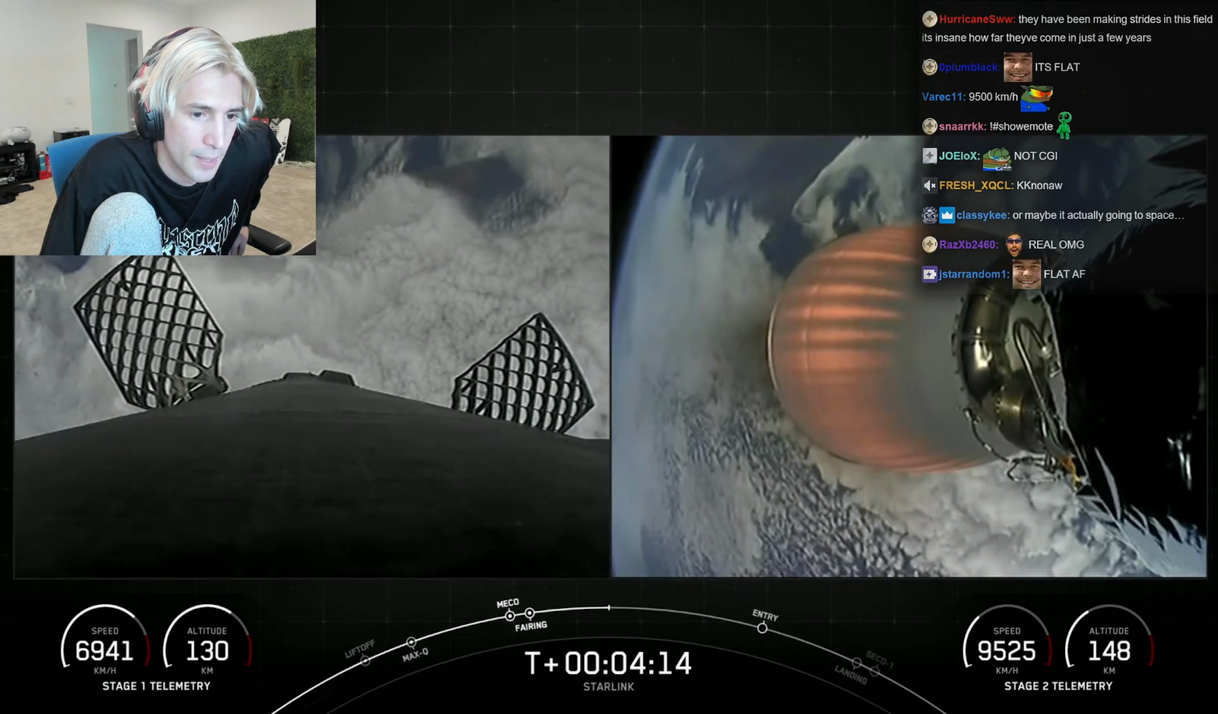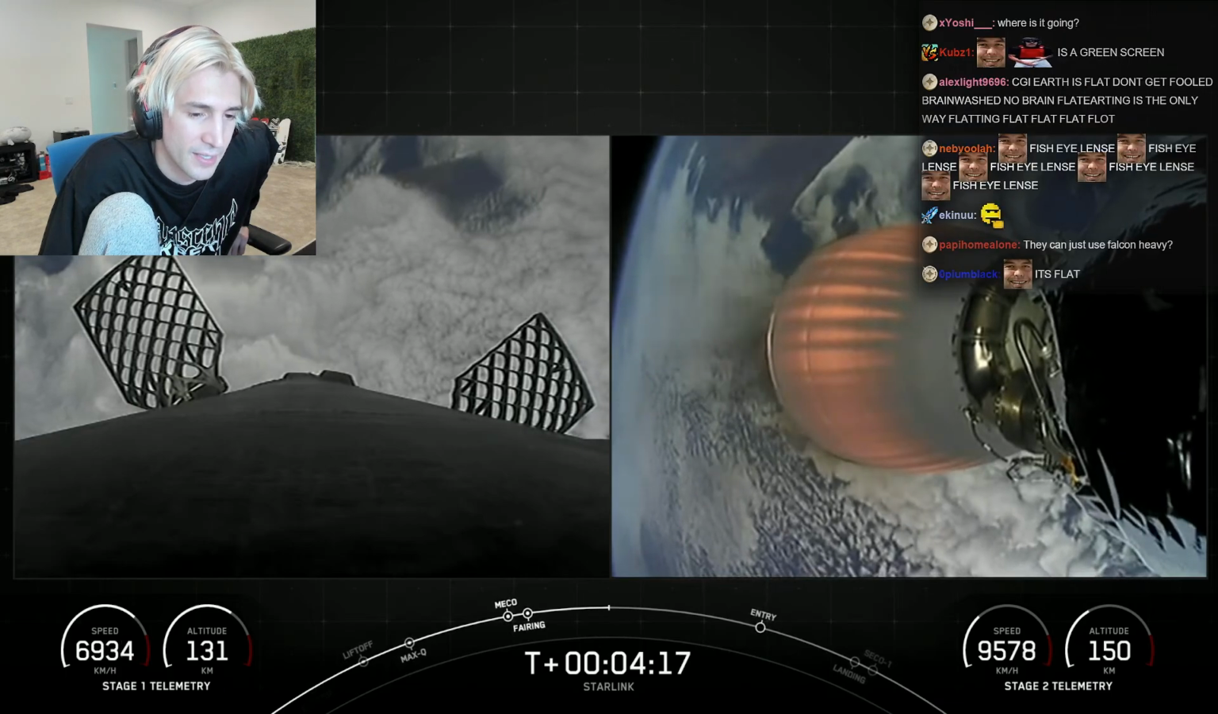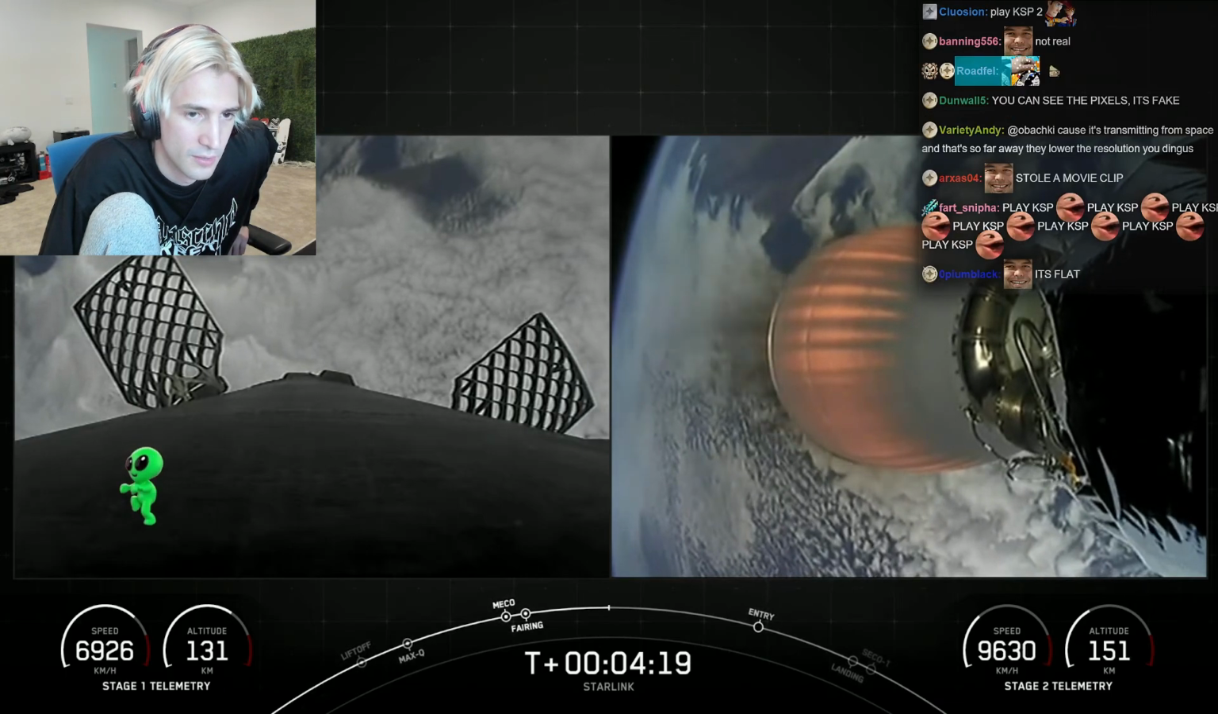When it's manned, I don't think they do. For the rockets, but they still get the fairings. They still get the fairings, yeah.